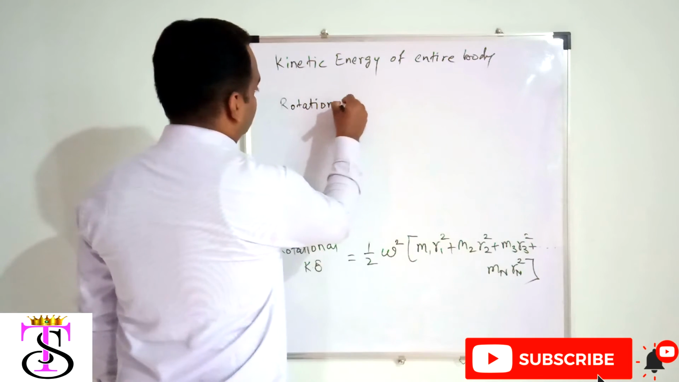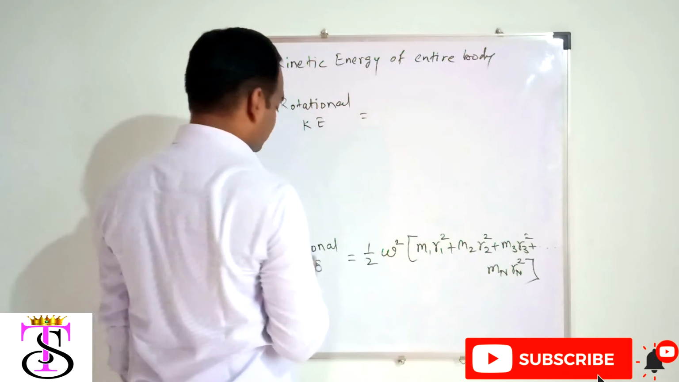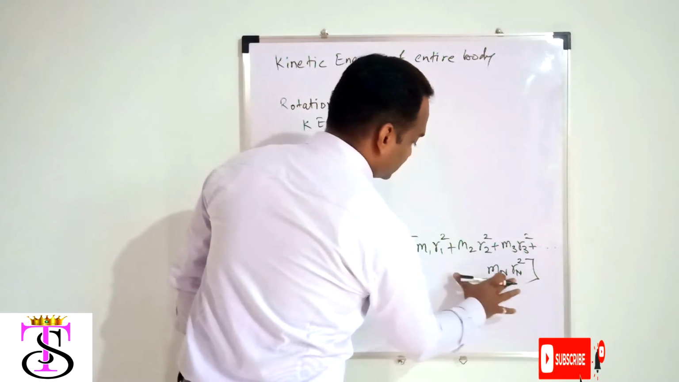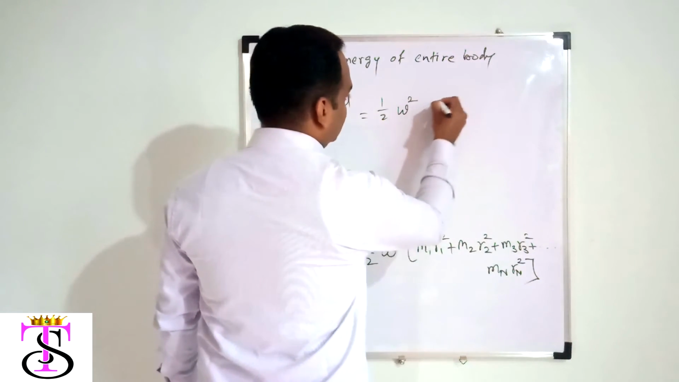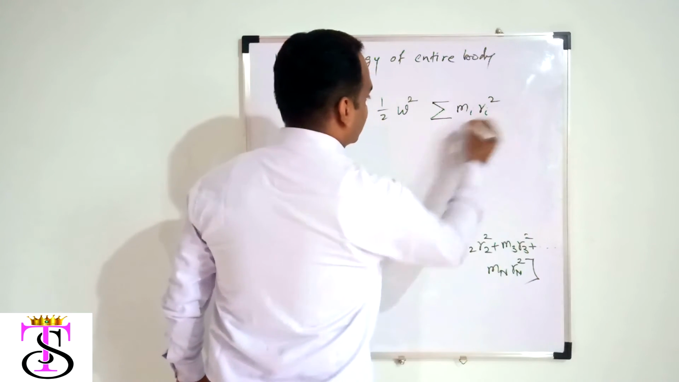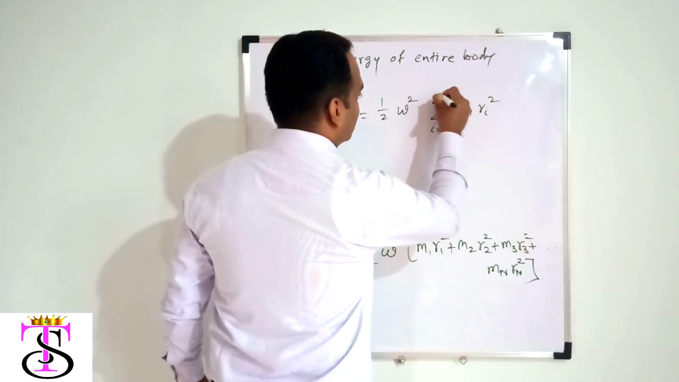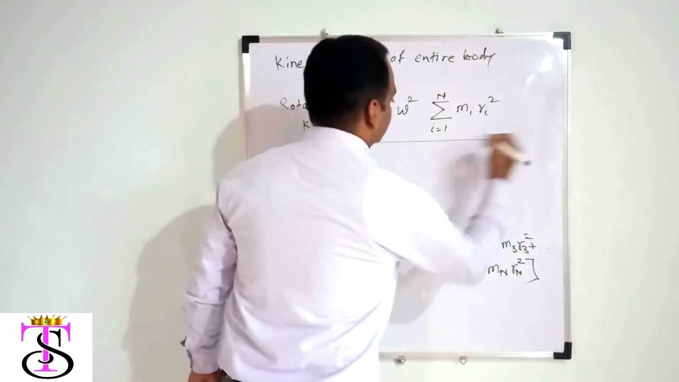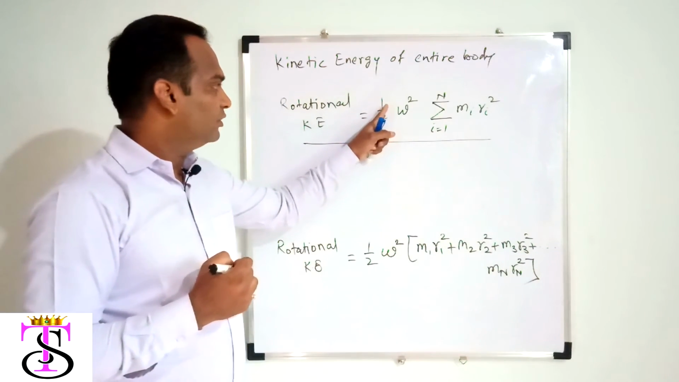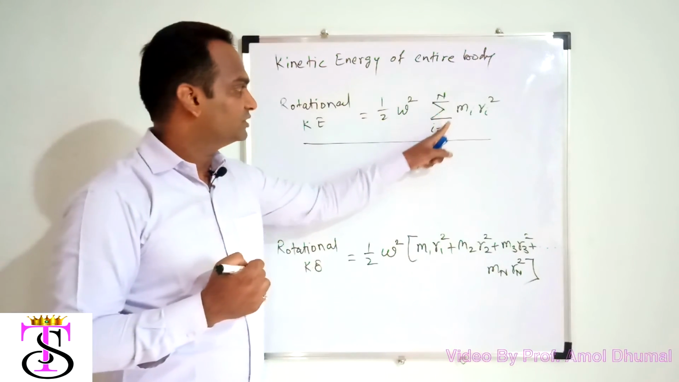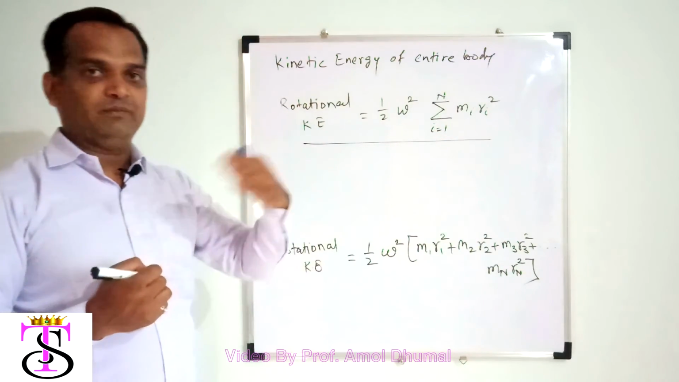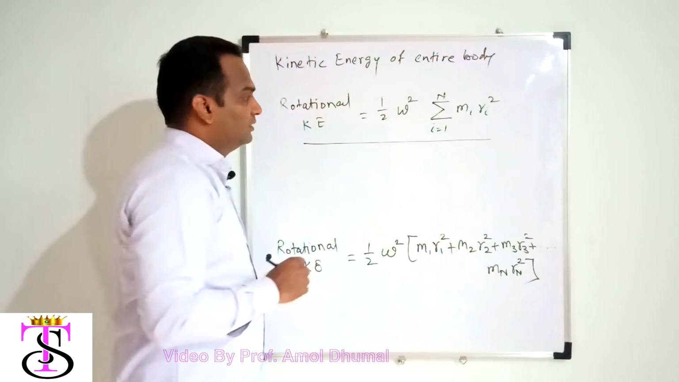So this can be written as rotational kinetic energy is equal to 1/2 omega square, and the addition of these terms can be written as summation of mi ri square, i equals 1 to n. Okay, so this gives the rotational kinetic energy of the entire body, 1/2 omega square summation of mi ri square, i equals 1 to n. So n is the number of masses in the body.